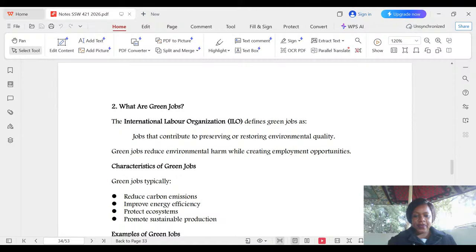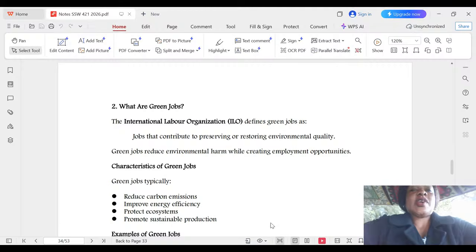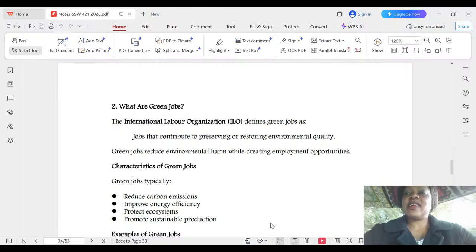Okay. So let's look at green jobs. What are these green jobs? Jobs of the future. We can no longer run away from the matters of climate change and global warming. We have seen it for ourselves.